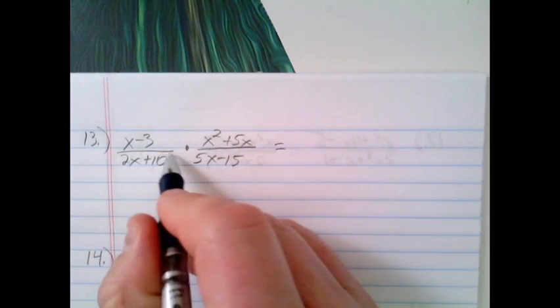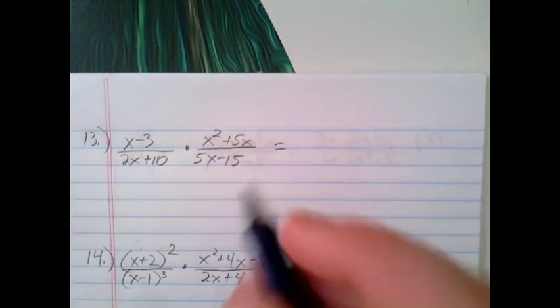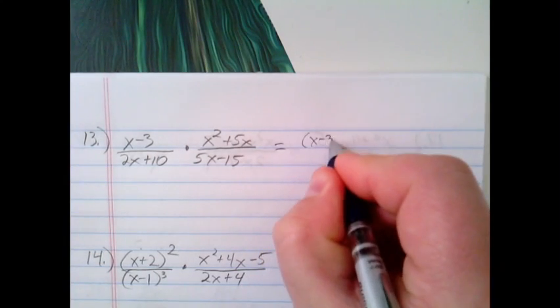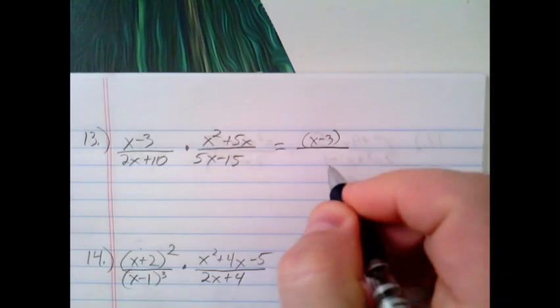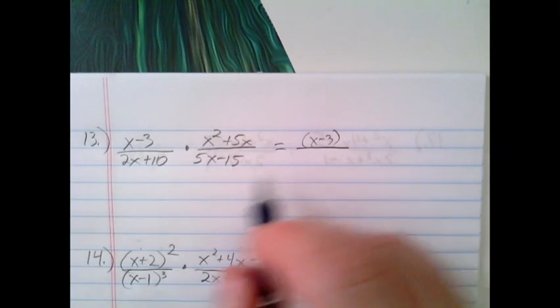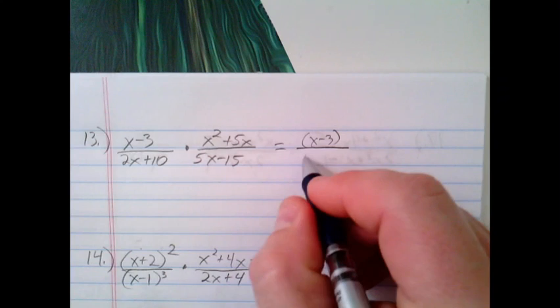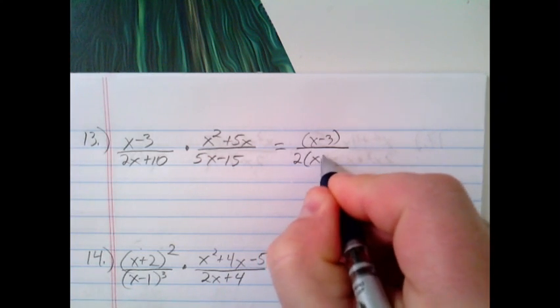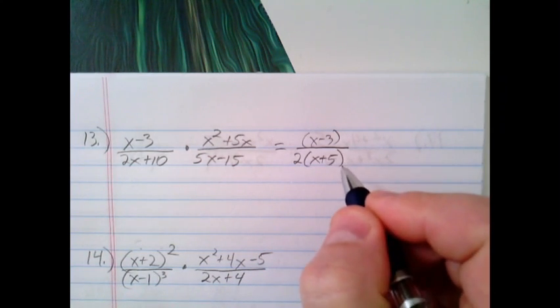So, let me see, starting with this first fraction, x minus 3 I can't really factor, so I'll just treat that as a factor unto itself. Now looking at my denominator, I can see I can factor out a 2, and that will leave me with 2 times x plus 5.